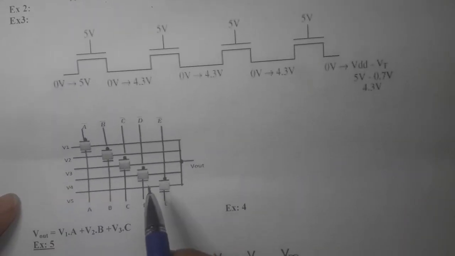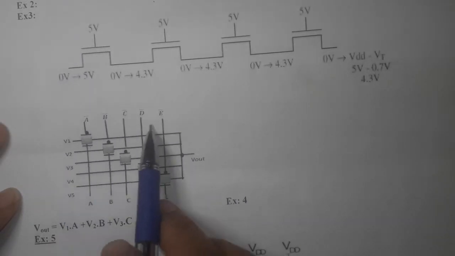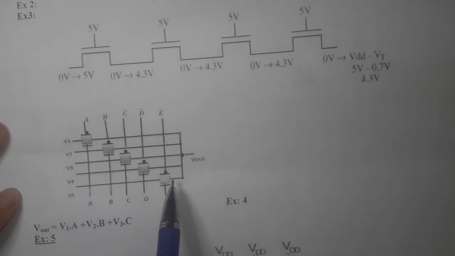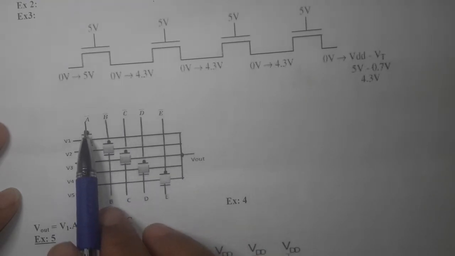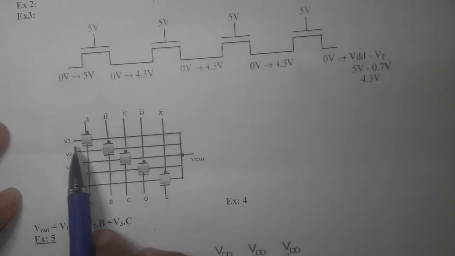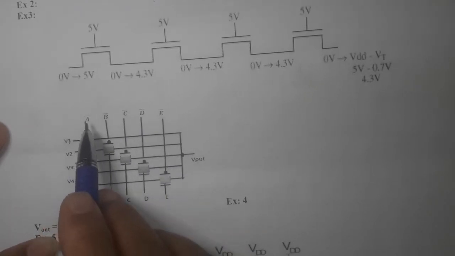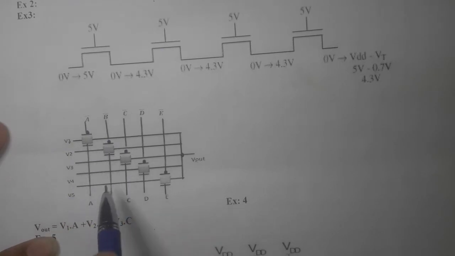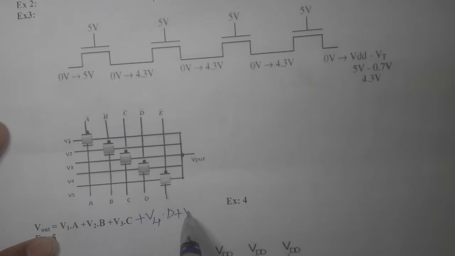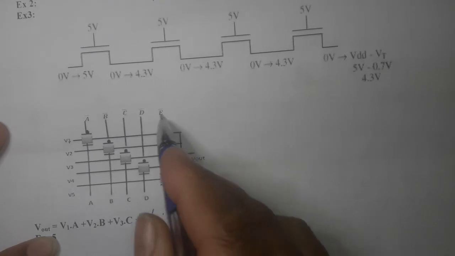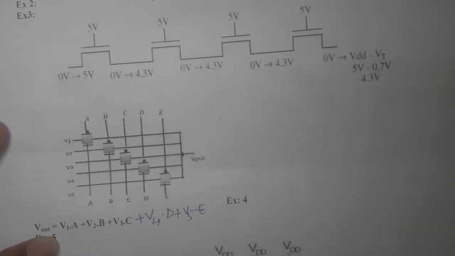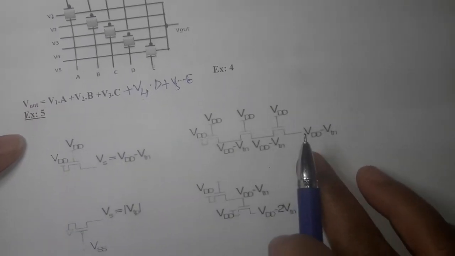I have another circuit here, which is an implementation using your transmission gate. That is, I will have both the real and complementary control signals on my transmission gate. So the output of this kind of circuit will be V1 into A plus V2 into B plus V3 into C plus V4 into D plus V5 into E. This will be the output of this circuit. This was also explained. This is done.